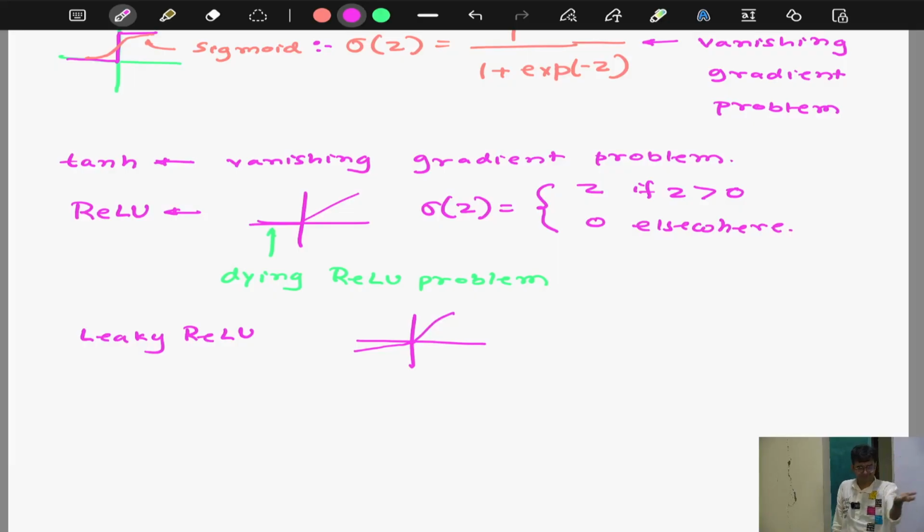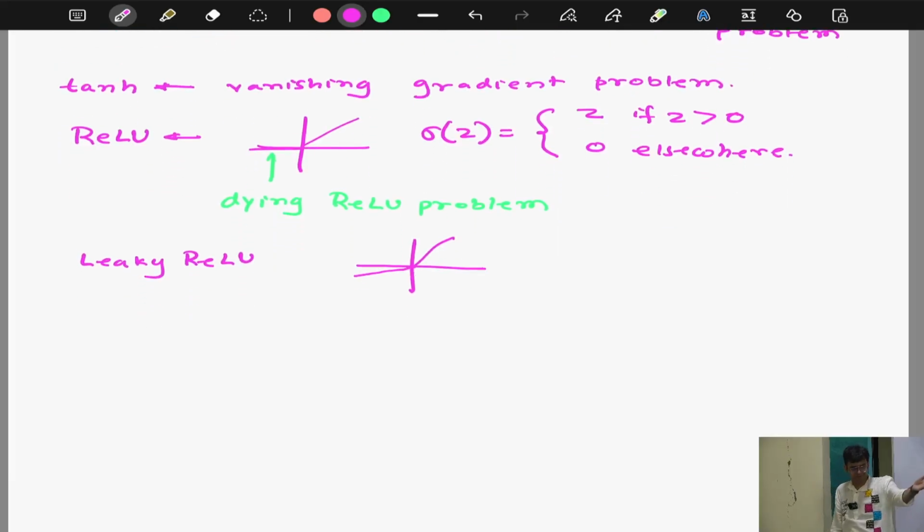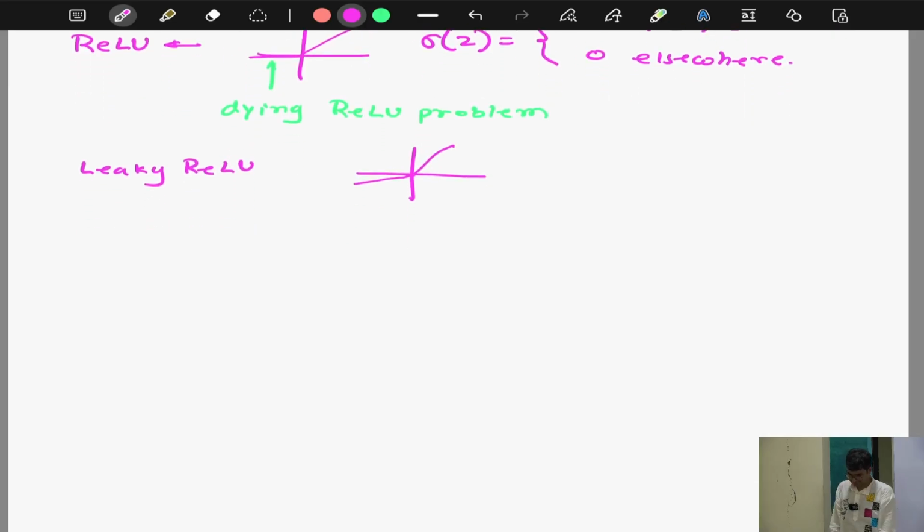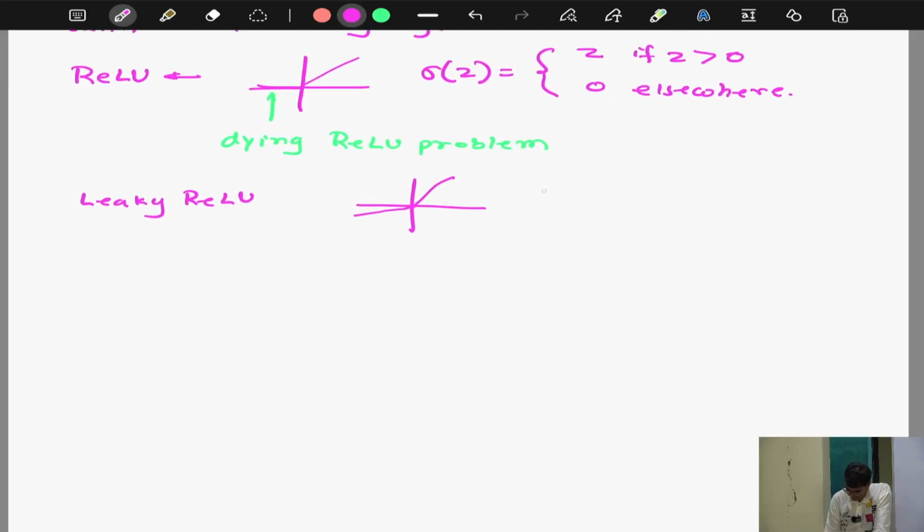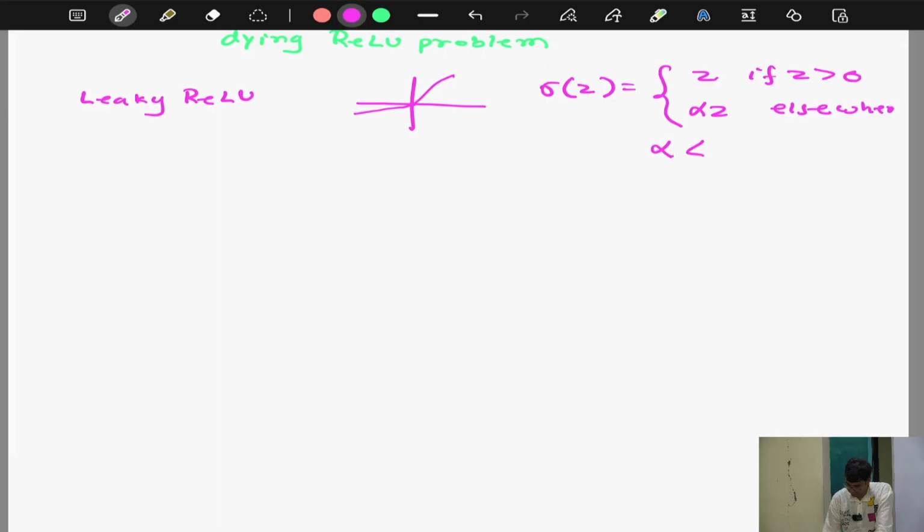Yes, alpha times z, where alpha is 0.01, 0.001, some small value. So leaky ReLU, as correctly pointed out, is z for positive z and alpha z elsewhere, and alpha is much less than 1. Okay.